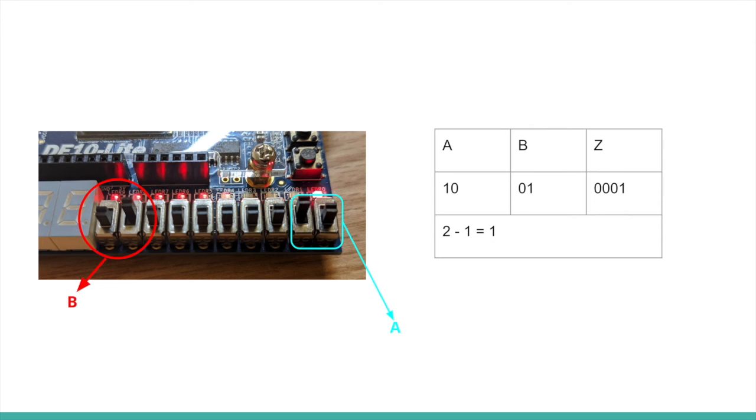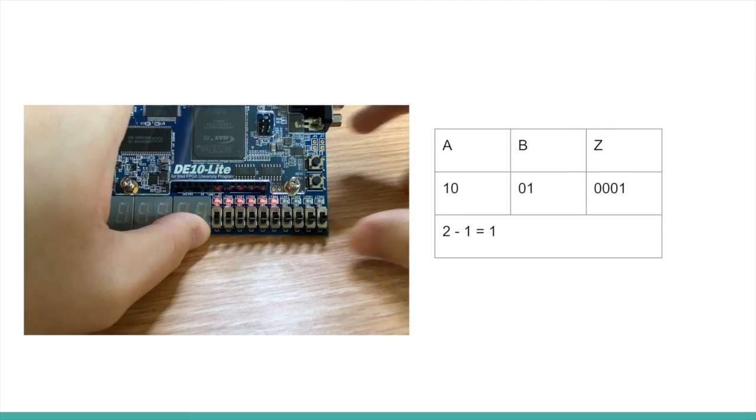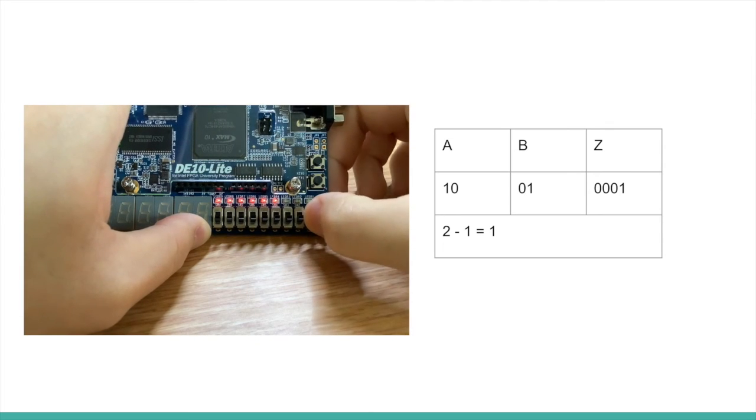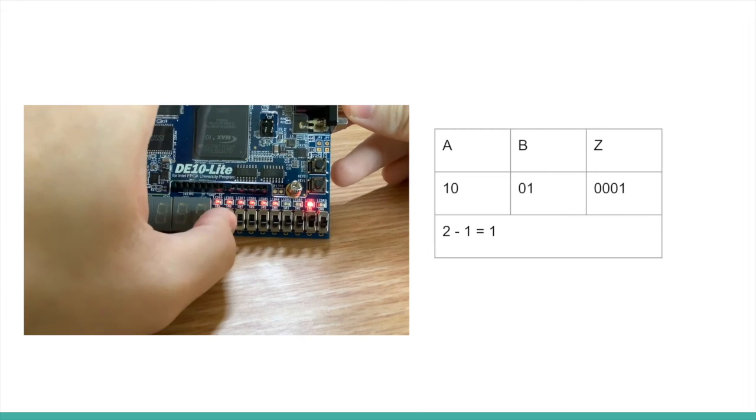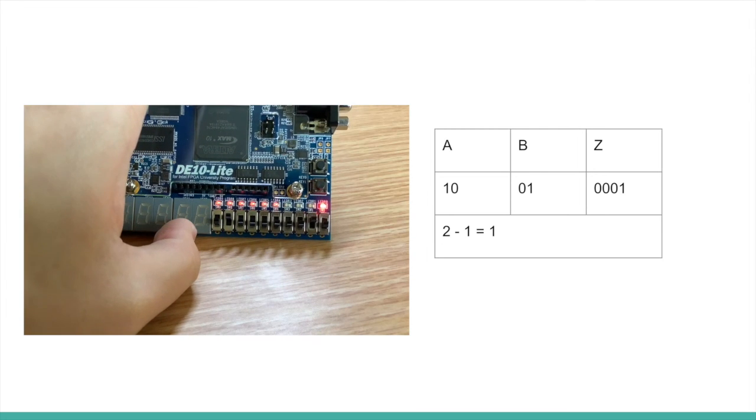Likewise, in this example, the value of our A is 10, which is 2, and the value of our B is 01, which is 1. And 2 minus 1 equals 1. Let's check our board, and the answer is indeed 1. Only one light is on.